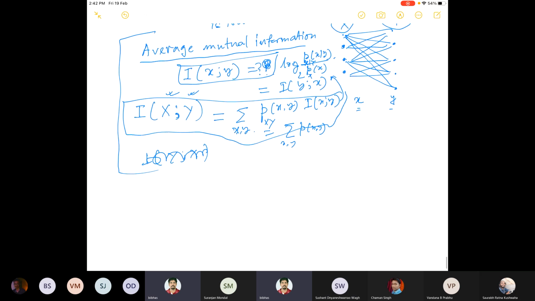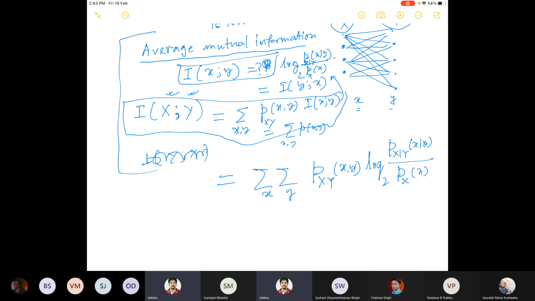So I said, okay, let me just repeat. Let me write it here. I have to take a double function basically. You can take y or x, it doesn't matter. And then here I have to write p(x,y), xy, and then log 2 of p(x|y) over p(x).